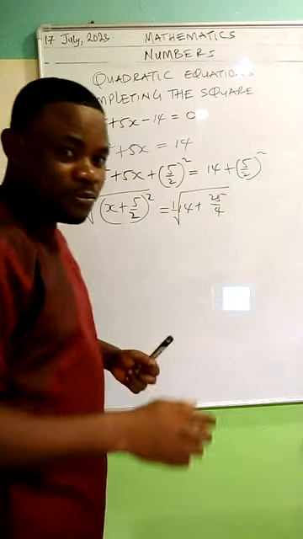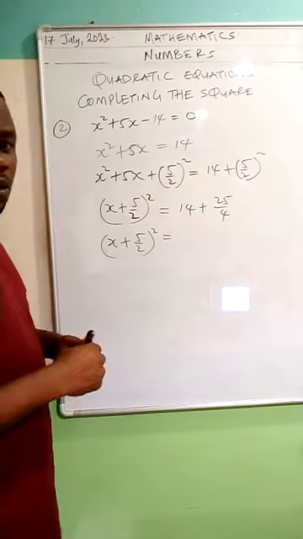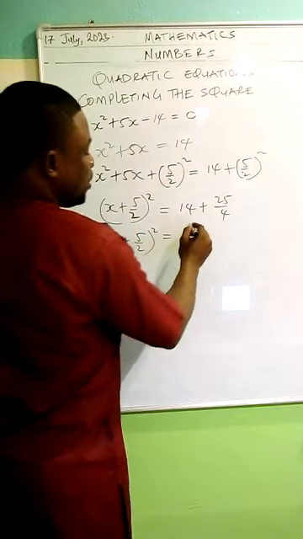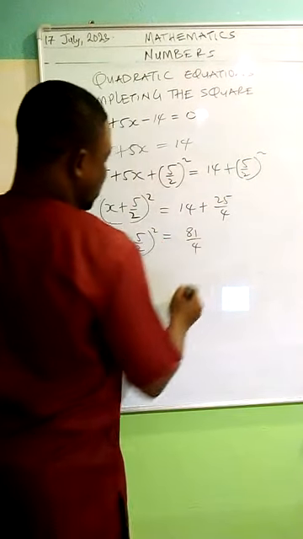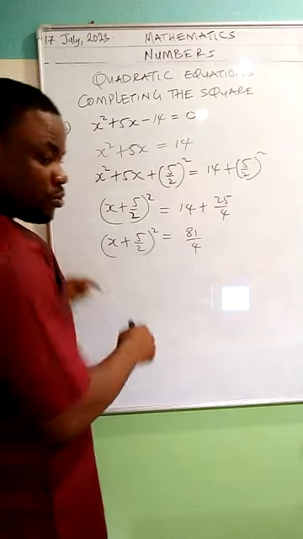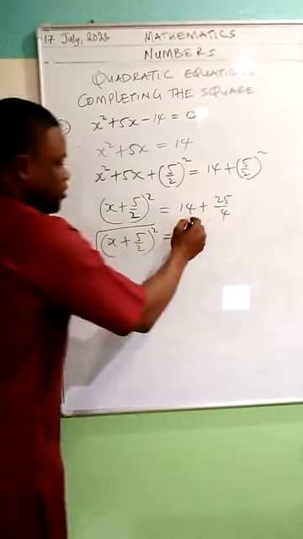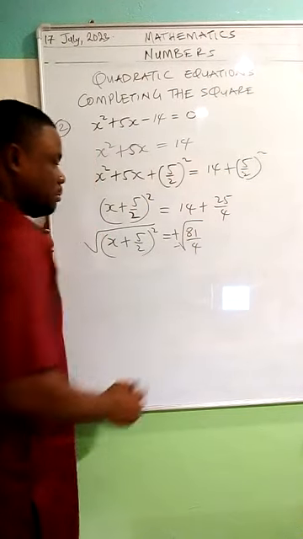Sorry, I just made a mistake. We make this a single value first, and if we add this to this, we get 81 over 4. So now I can find the square root of this and that. So I square root this side, and the square root of this is plus and minus. Is that okay?